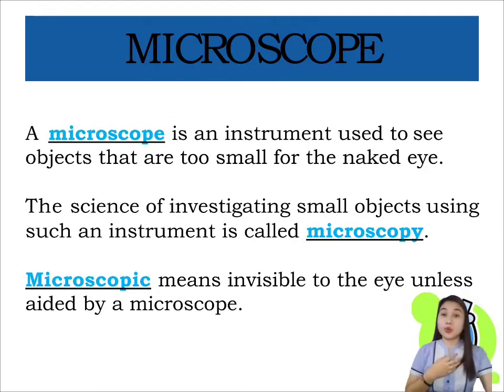Okay, first, what is microscope? Angela, kindly read. Microscope is an instrument used to see objects that are too small for our naked eye. Very good. So microscope is the one we use to see microorganism or small things that we will never see by just using our eyes. Okay, very good. So next, what is microscopy? Yes, Jake, kindly read. It is the science of investigating small objects using such instrument. Okay, very good. So microscopy is the process of investigating using microscope.